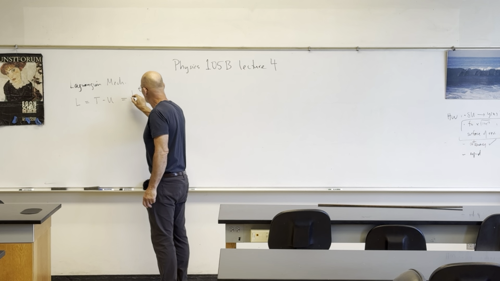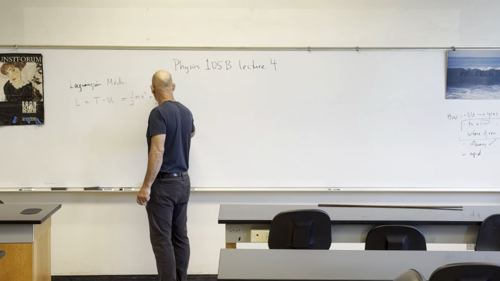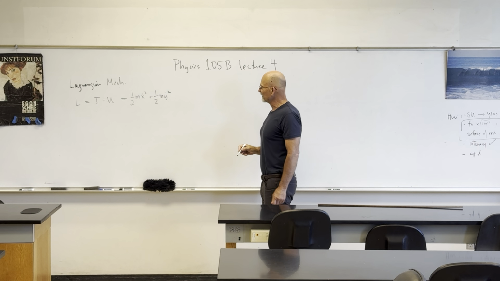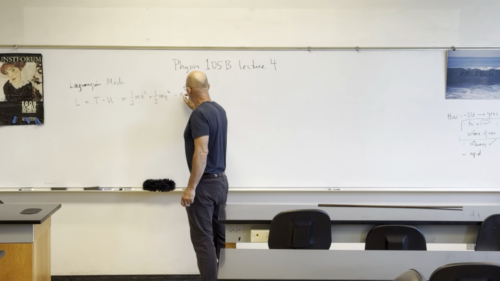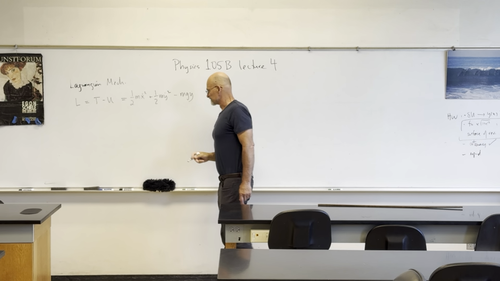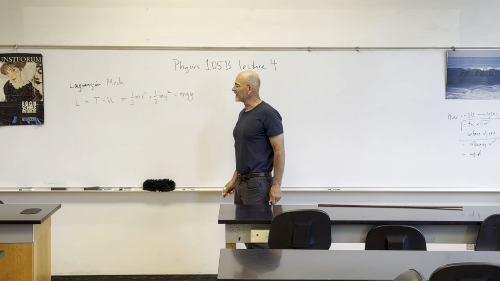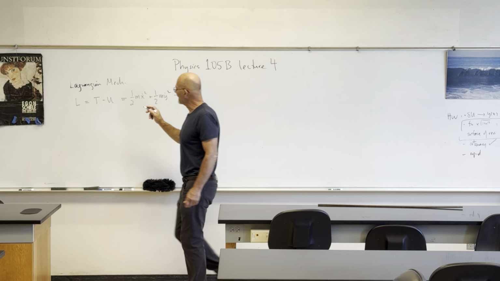The projectile motion, m x dot squared, I'll write it out this way. So that's projectile motion in 2 dimensions. There's kinetic energy minus mgy. And we took the Euler-Lagrange equations and we found that they gave us what we're accustomed to seeing.